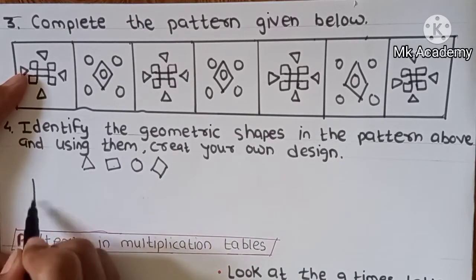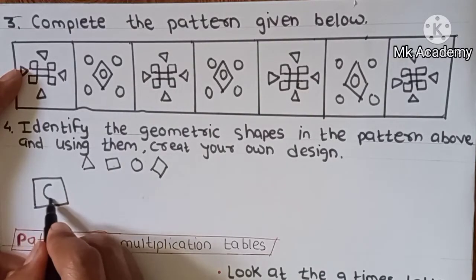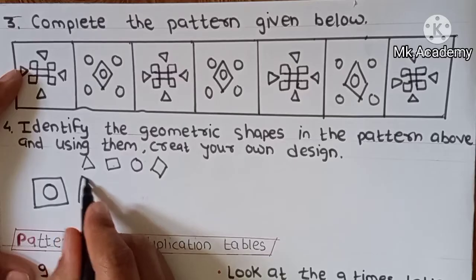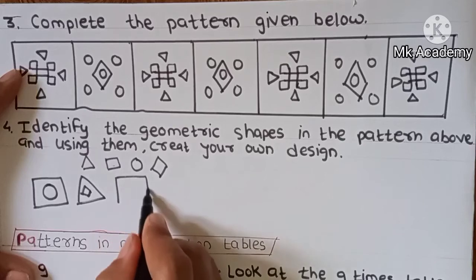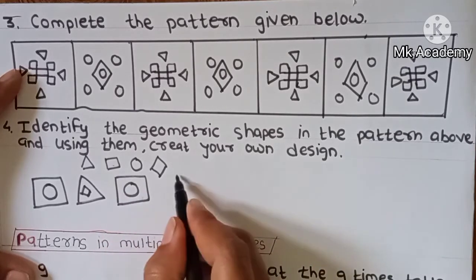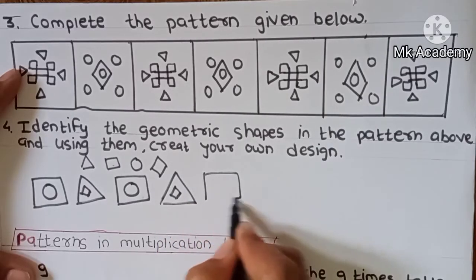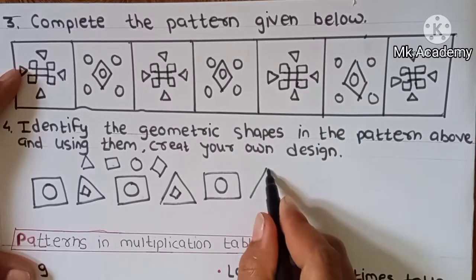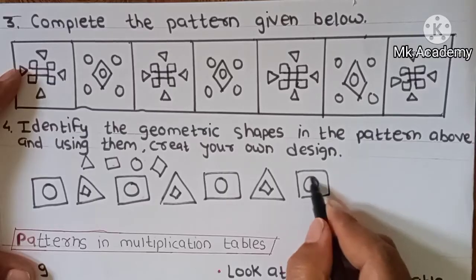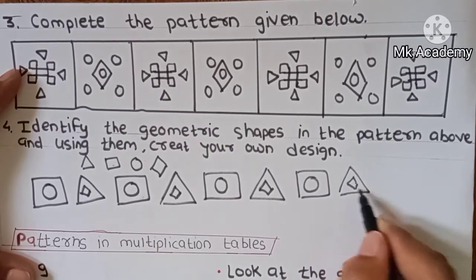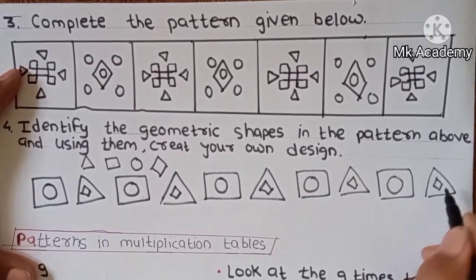Now first I will draw a square. In the square I draw a circle, then I draw a triangle, and in the triangle I draw a diamond shape. Then again I draw a square, in the square a circle, again a triangle, in the triangle I draw a diamond shape. Again square, circle, triangle, diamond shape. We can make our own design. I make the design in this way. Understood?